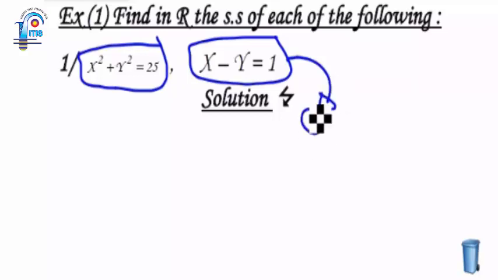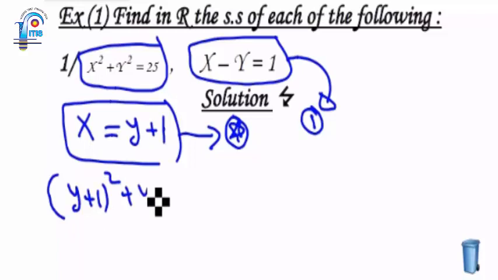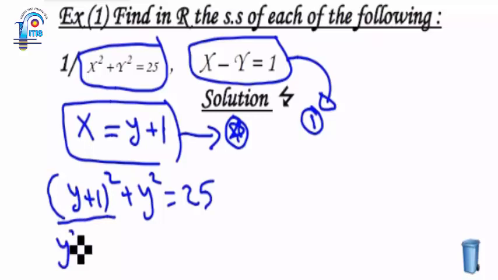We start with the second equation, put x in one term, then x will be equal to y plus 1, and let this be equation star. We will substitute in the first equation. We will replace x with (y plus 1) all squared plus y squared, which will be equal to 25. We will expand the bracket, all power 2. It will be y squared plus 2y plus 1 plus y squared equals 25.